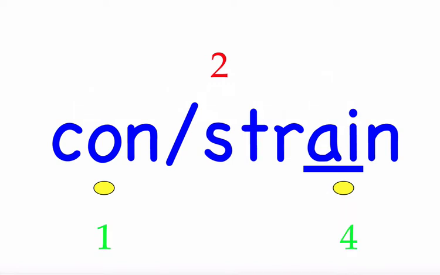Constrain. The next word is maiden. Maiden. The maiden was in distress. Maiden. First syllable, may, 2 sounds. M, A. Den, 3 sounds. D, E, N.